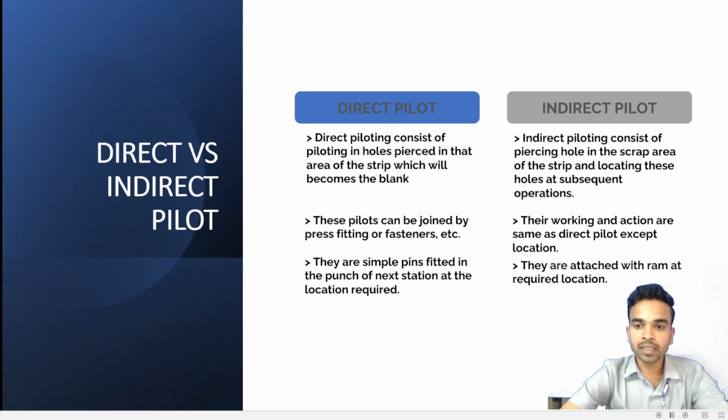Indirect piloting. Indirect piloting consists of piercing holes in the scrap area of the strip and locating these holes so that subsequent operations can be done. Their working and actions are the same as direct piloting except location. They are attached with the ram at the required action.